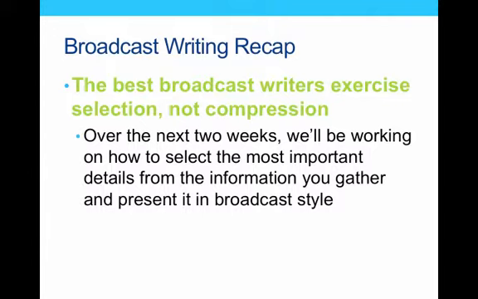So the best broadcast writers exercise selection, not compression. So they don't try to cram all the information they know into one or two sentences. They try to select the most important details to share with the audience. So over the next 2 weeks, we'll be working on how to select the most important details from the information you gather and present it in broadcast style. You'll still be writing text versions of your story, but adding to that, you will also be writing a broadcast companion piece to the story 2 that you're working on.